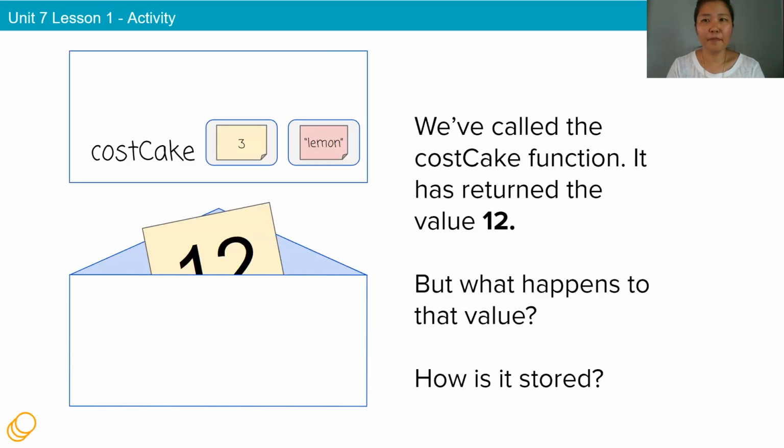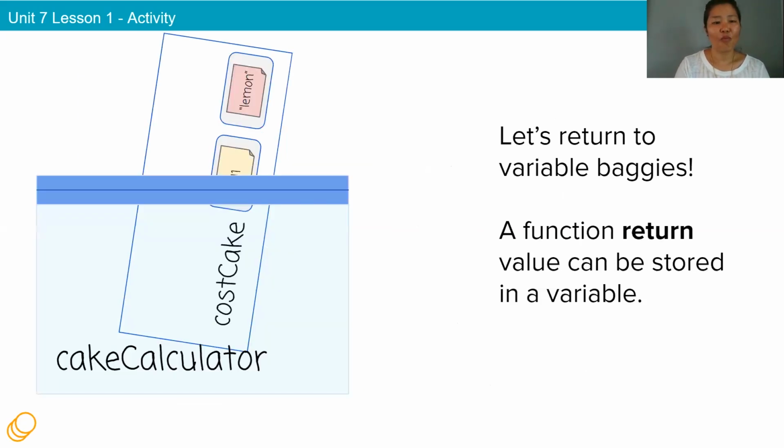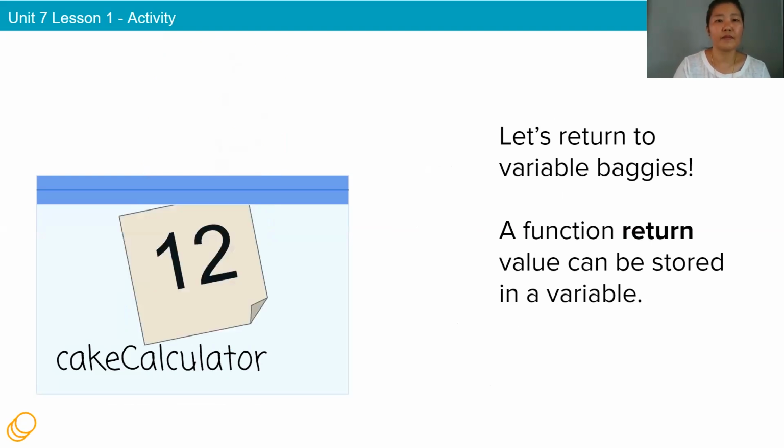Going back to our example, the value 12 is returned, but where is it returned? Where is it stored? Now let's go back to our variable baggies. A function return value can be stored in a variable. Notice how the envelope is placed inside of a baggie. That means that the function would be evaluated and whatever is returned would be stored in the variable cake calculator.